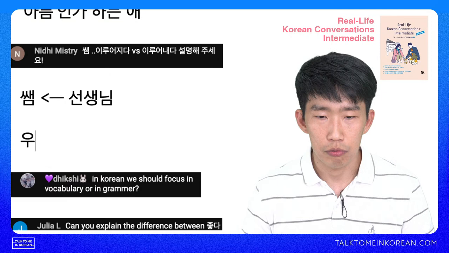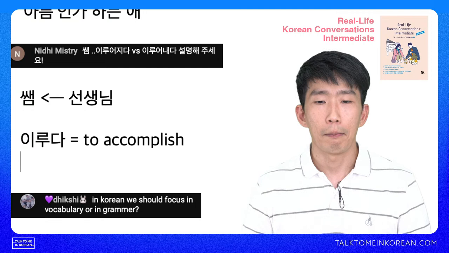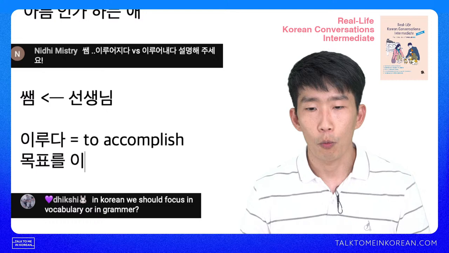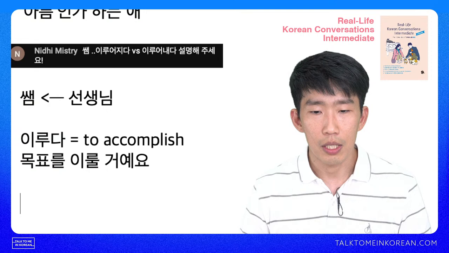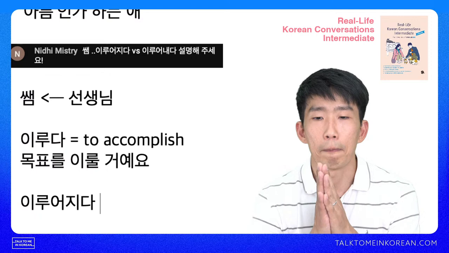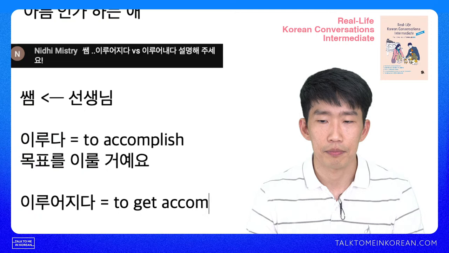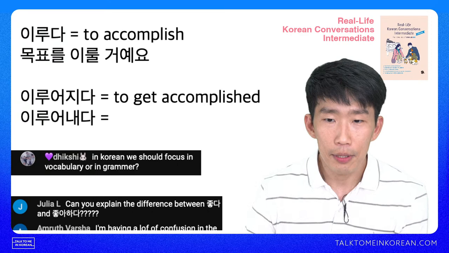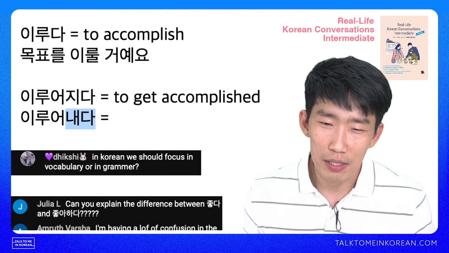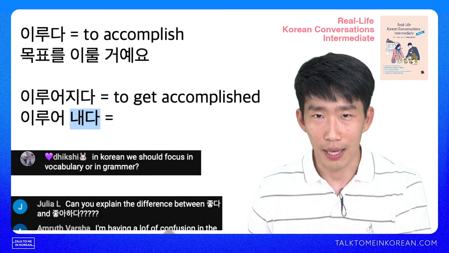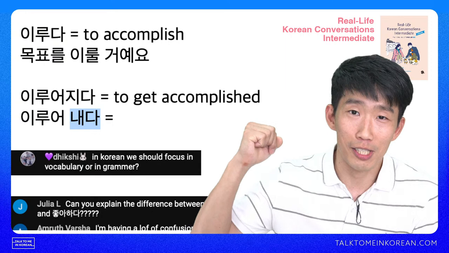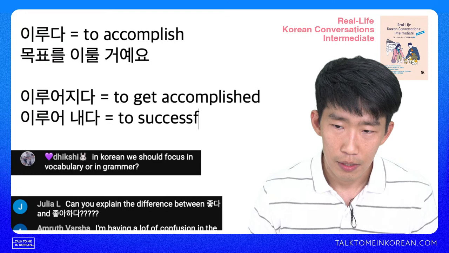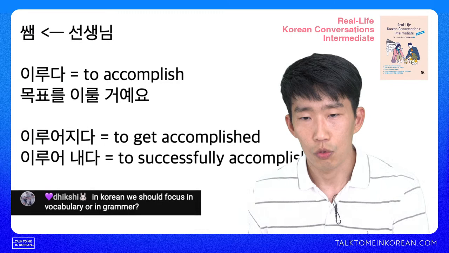이루다 is to accomplish. 목표를 이루다, to accomplish a goal. 목표를 이루었어요. 목표를 이룰 거예요. You're gonna accomplish your goals. 이루어지다 is the passive voice, to get accomplished. 이루어내다 is you accomplish the act of accomplishing. 내다 is an auxiliary verb that also means to accomplish the act. So 해내다, you successfully do something. So 이루어내다 means to successfully accomplish. So you can just stick to 이루다 too if you want to keep it simple.